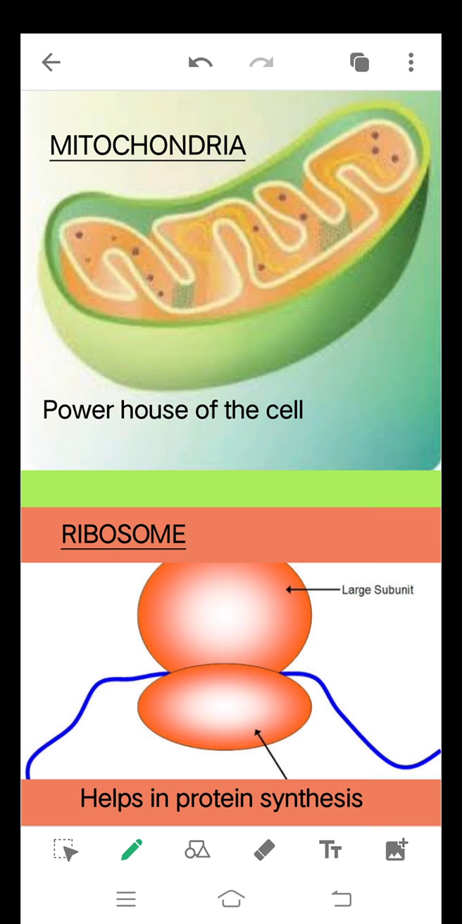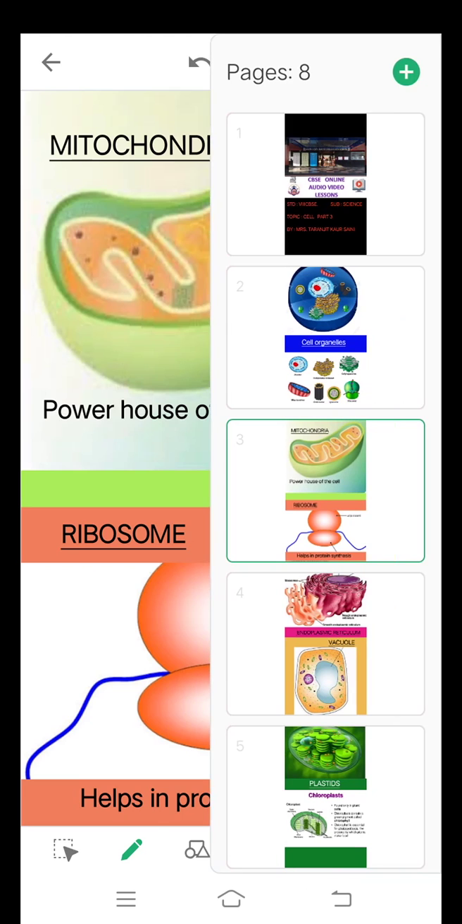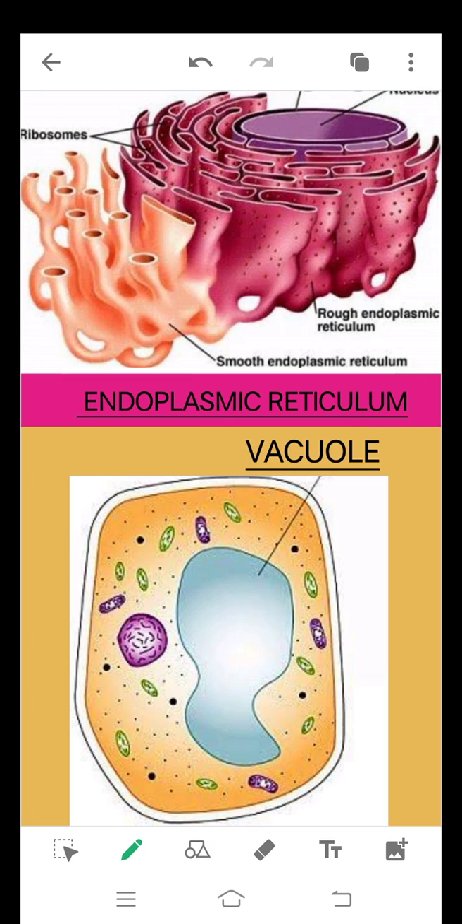Second organelle is ribosome. This helps in protein synthesis. So all the protein requirement of the cell is fulfilled by this ribosome. Another cell organelle is endoplasmic reticulum, which is generally found attached to or near the nucleus. And this endoplasmic reticulum helps in transportation of different materials in the cell.